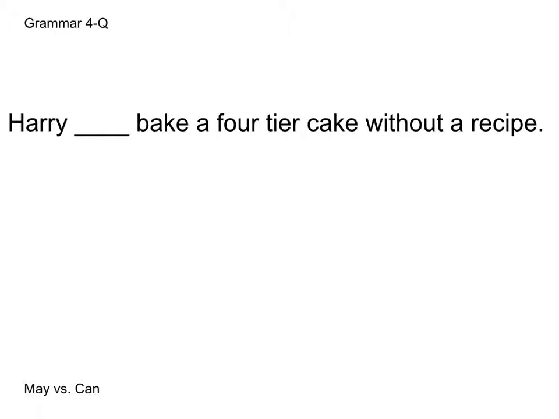We have our first sentence. Harry blank bake a 4-tier cake without a recipe. So has he been given permission to bake the cake, or is this an ability to bake a cake without a recipe? It's his ability. That's going to be the best answer choice. Harry can bake a 4-tier cake without a recipe. He is a very skilled baker that he can do that without a recipe. So that's his ability coming out.